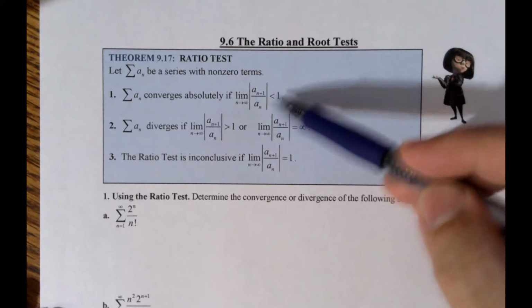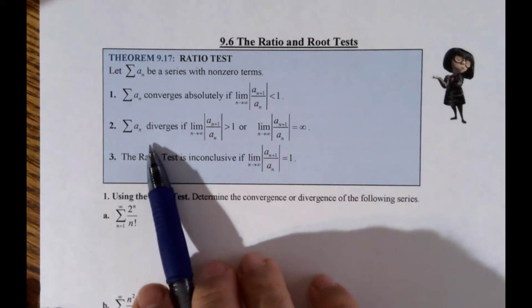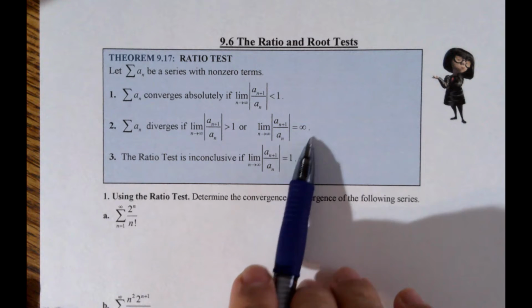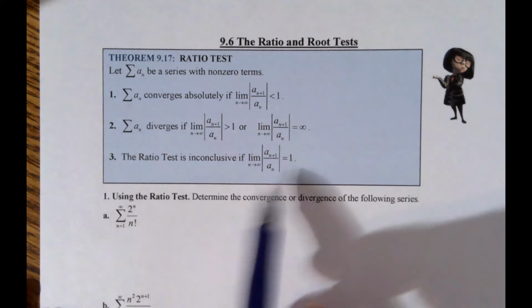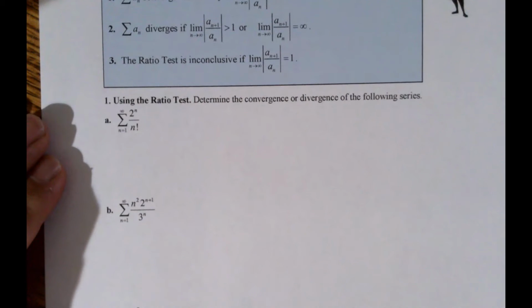And if that limit is less than 1, then it converges absolutely. If it's greater than 1 or infinity, it diverges. And if it's equal to 1, then the test is inconclusive. All right, so let's just look at this.